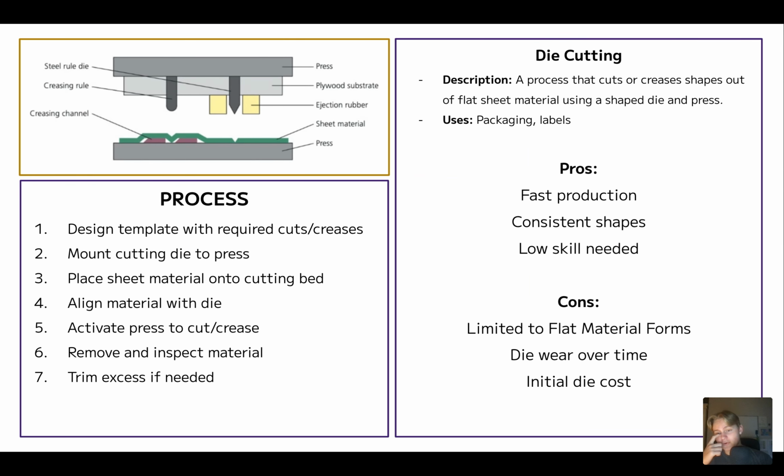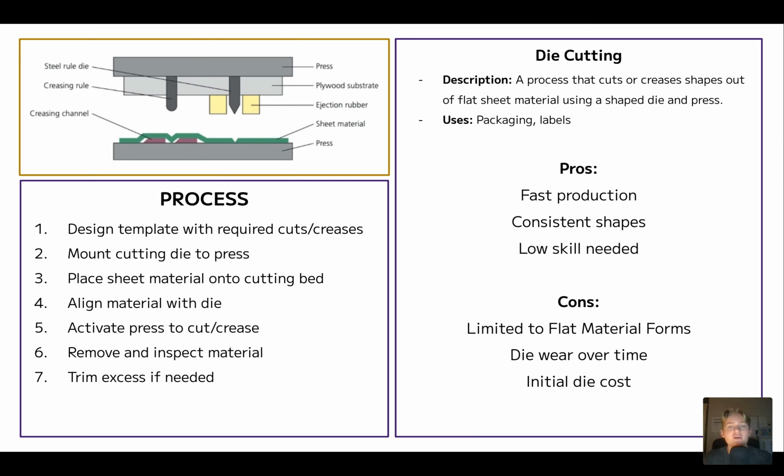with on the specification. So the first process we're going to look at is kind of a fan favorite, die cutting. It's a process that cuts or creases shapes out of a flat piece of sheet material using a shaped die and press. The uses of this are typically for packaging or labels because we're using things like papers and boards. It's just a perfect application for creating a kind of packaging out of that.